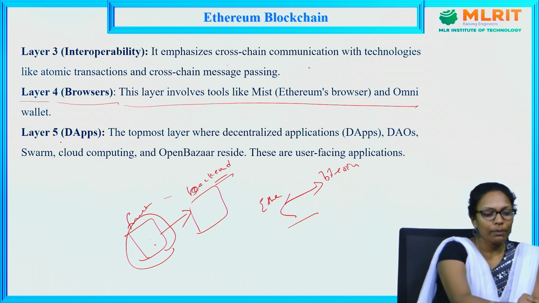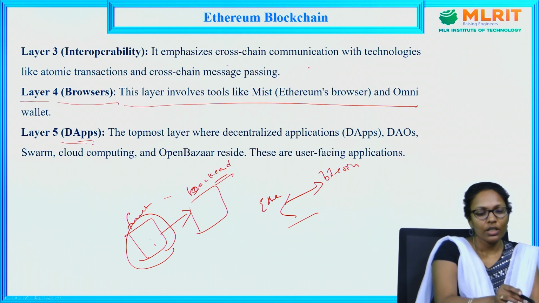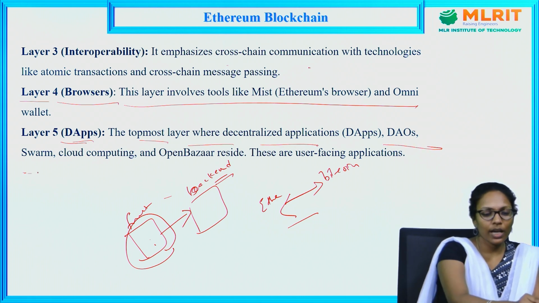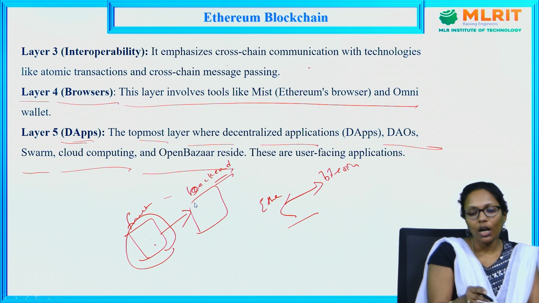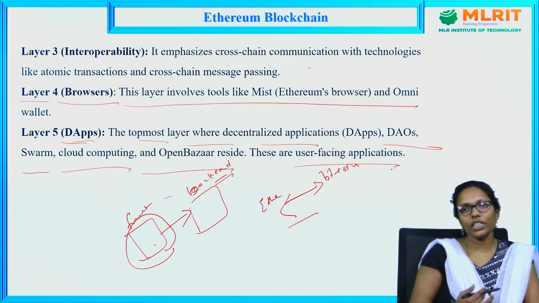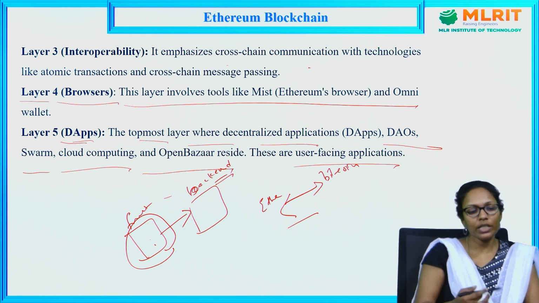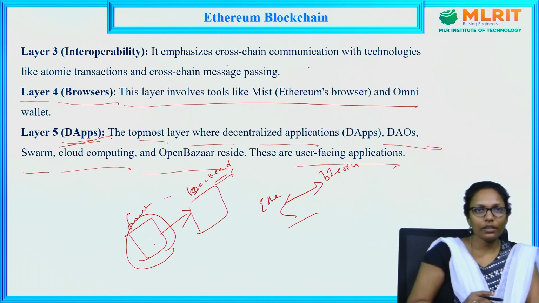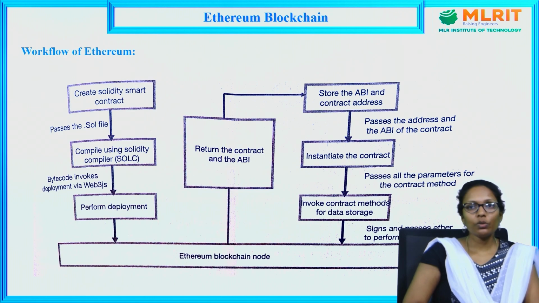And next, decentralized applications. The topmost layer is where decentralized applications like DAO, SWARM, cloud computing, Open Bazaar, all these are the decentralized applications we are presently using. These are the user-facing applications. Whatever applications the user is using will be available in layer 5. And coming to the workflow of Ethereum, how Ethereum will work.